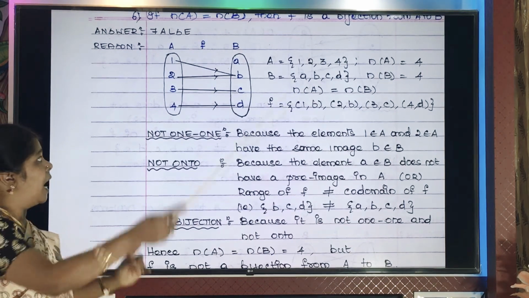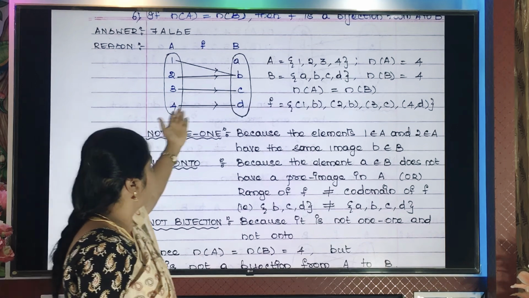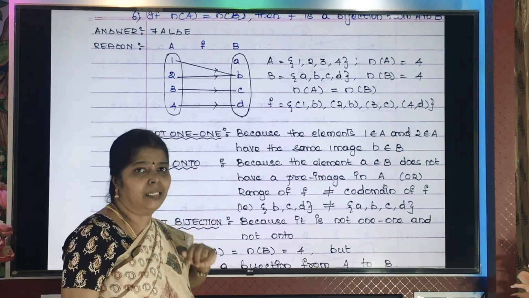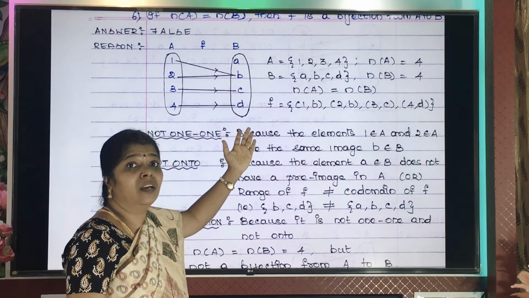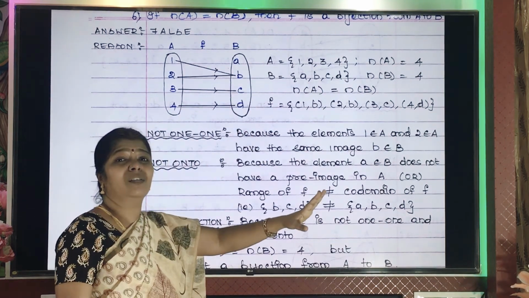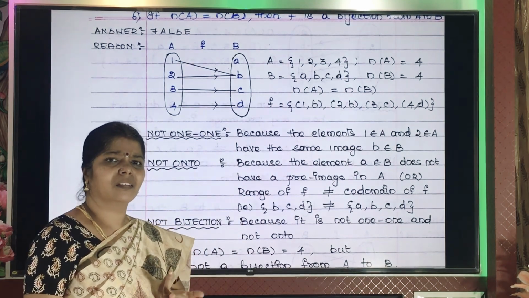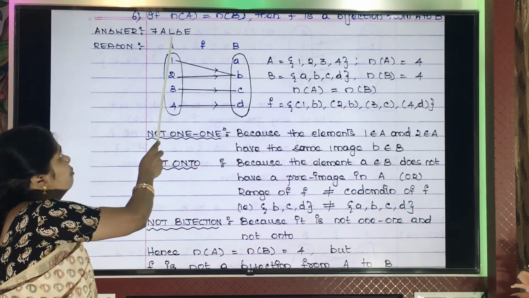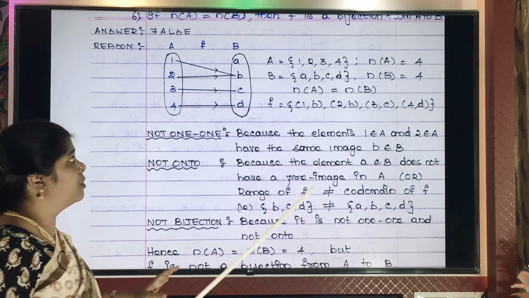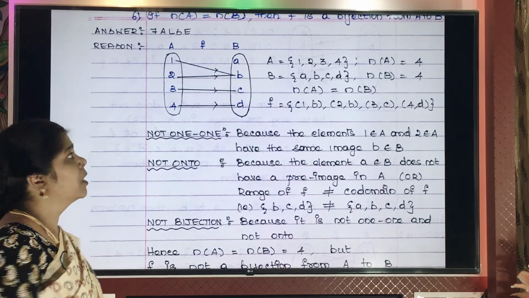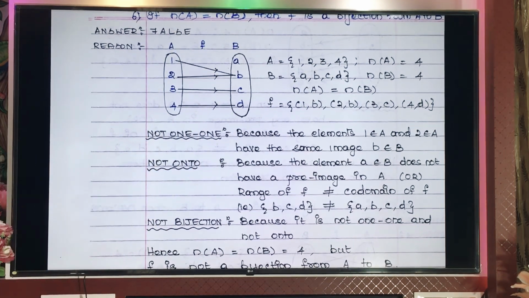So cardinal number of both the sets are equal. Both are having 4 elements. Doesn't matter. But if you see the mapping, if you see the function, it is not 1 to 1 also. It is not onto also. Then where to get bijection? So what they say is false. Whenever n of A is equal to n of B, we needn't necessarily get a bijection function. So they are telling F is bijection. Therefore we say it is false.